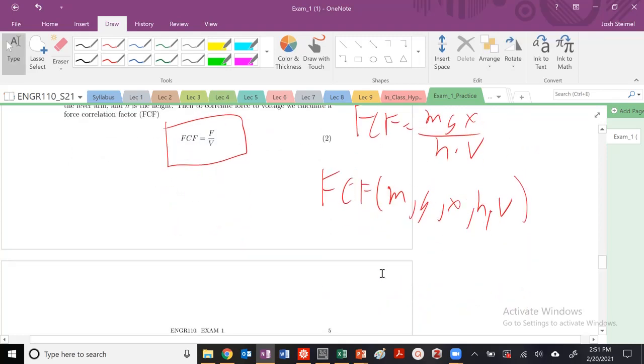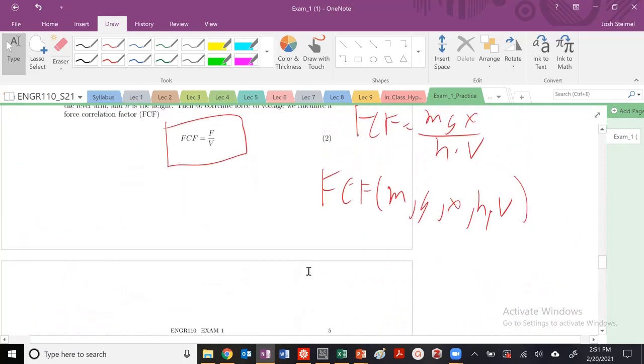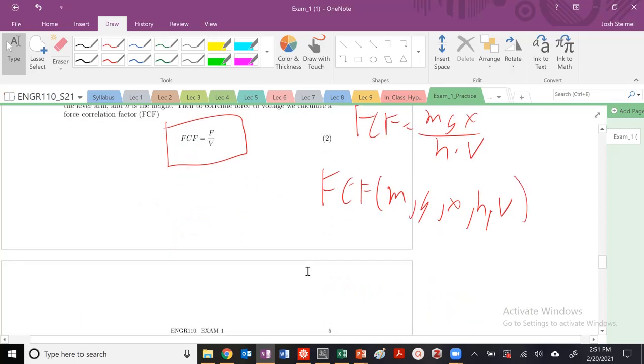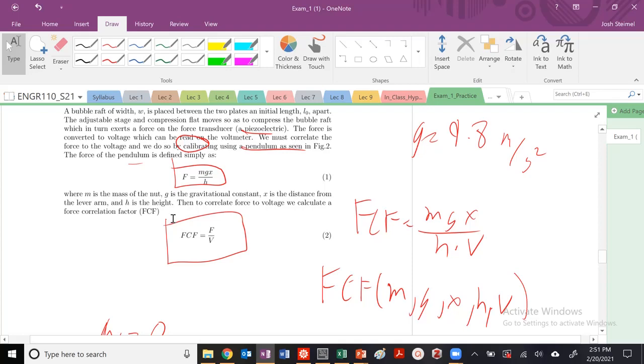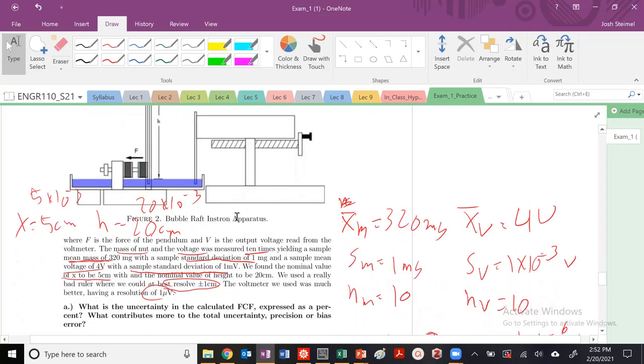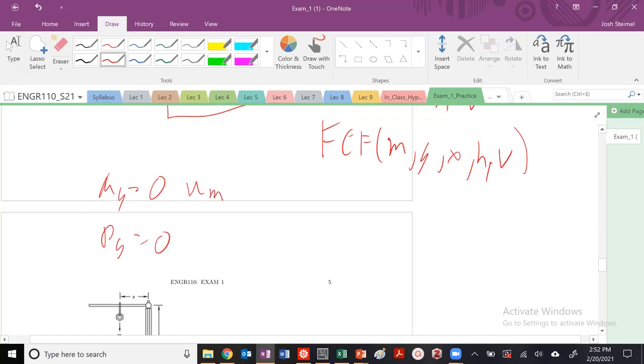We always want to break down where we have precision uncertainty and where we have bias uncertainty. For the gravitational constant, there's no uncertainty in g, and it's not measured at all, so the precision error in g is equal to 0. We can cross that one off the list. What about mass? We're told the mass and the voltage, but we're not really told how we're measuring the mass.